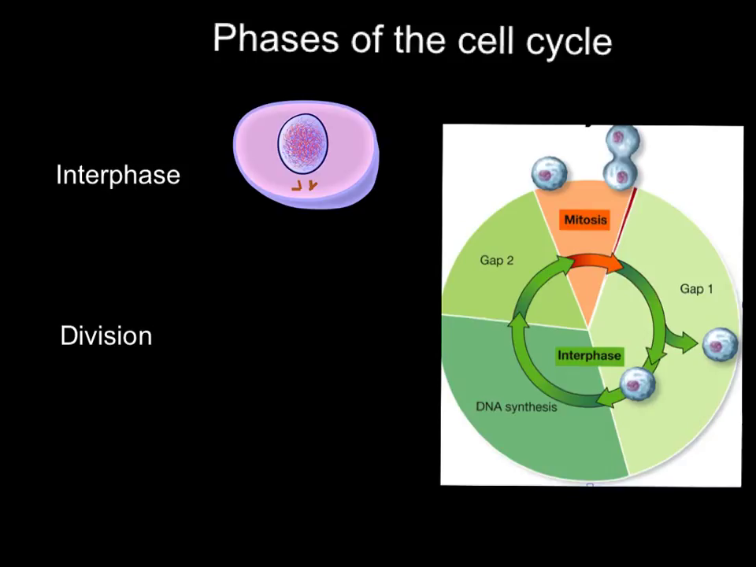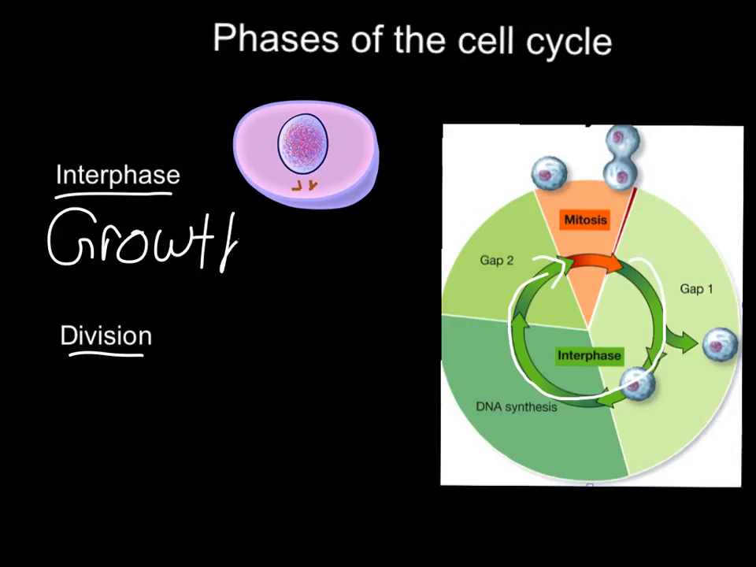We divide the cell cycle into 2 basic phases. The first one being interphase, and the second one being division. So interphase consists of gap 1, DNA synthesis, and gap 2, which is basically just the growth of the cell, the replication of the DNA, and more growth and preparation for division. Gap 1 and gap 2 are also known as G1 and G2, G standing for growth. And then there's the actual process of division or mitosis.